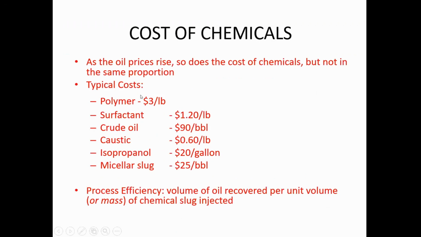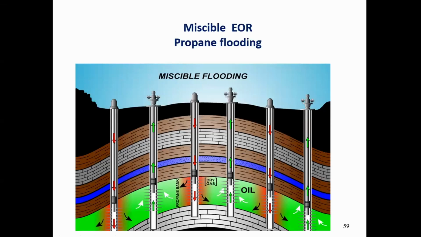For example, polymer costs about $30 per half a kilo, surfactant $1.20 half a kilo, and it depends on oil price as well. These are all data, but all I need to tell you is that tertiary recovery sometimes could be expensive. Therefore, you have to choose it if the oil price in the market is encouraging. So don't forget economy. Don't forget feasibility of the project.